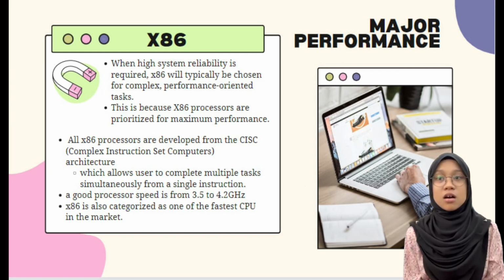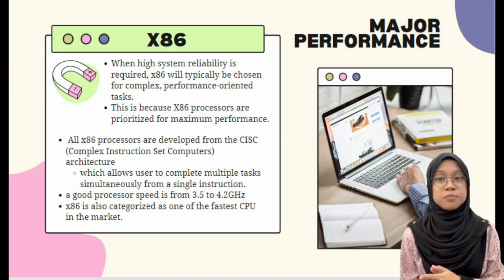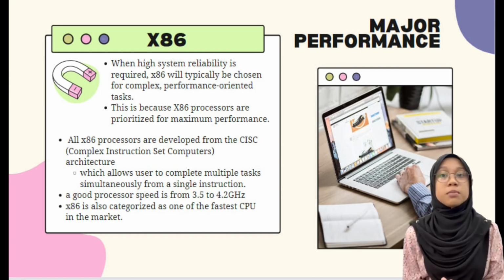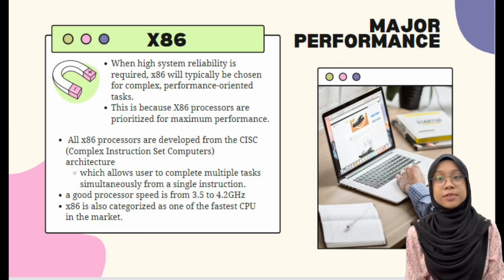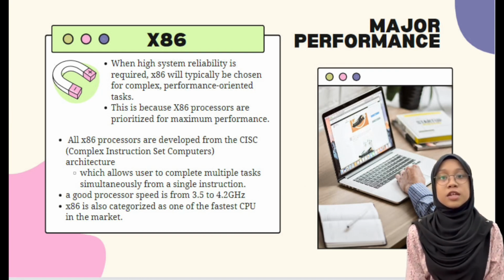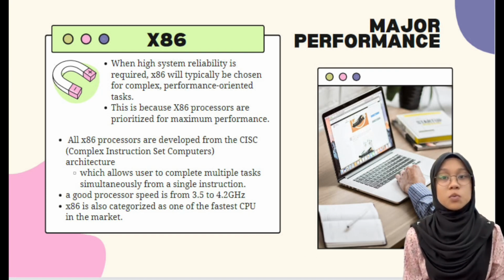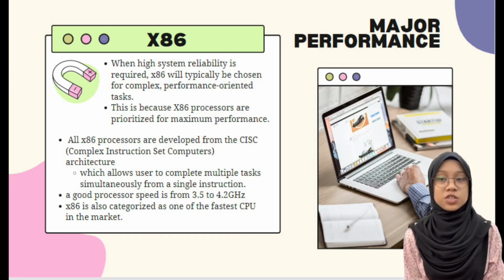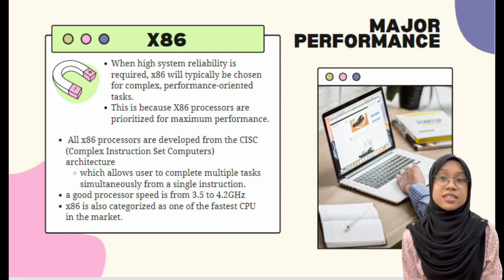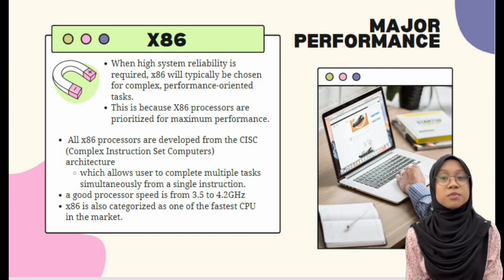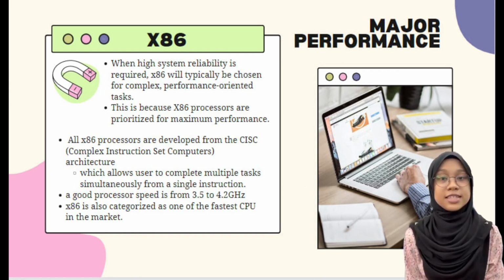As already stated, all X86 processors are developed from the CISC architecture, which allows users to complete multiple tasks simultaneously from a single instruction. Users can also run many programs simultaneously. For example, they can open browsers and Microsoft Word and play video games at the same time. In this way, it gives users more flexibility, which brings customer satisfaction. Not only that, X86 is also famous for its processor speed and its operating system.